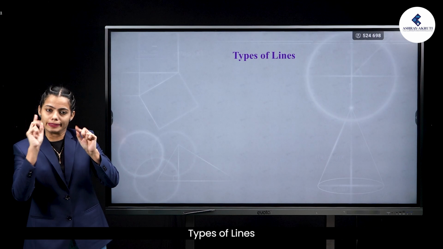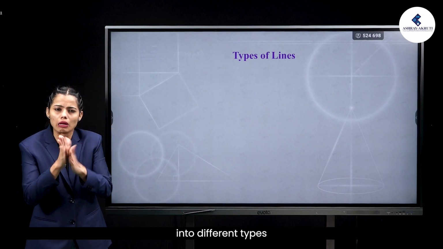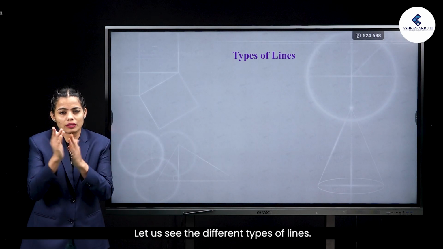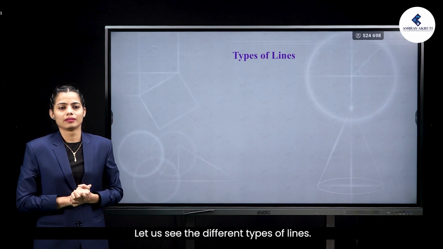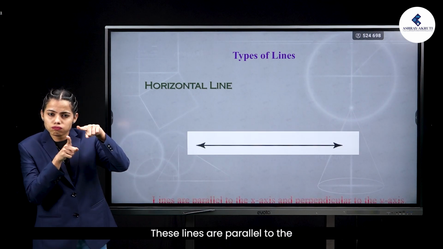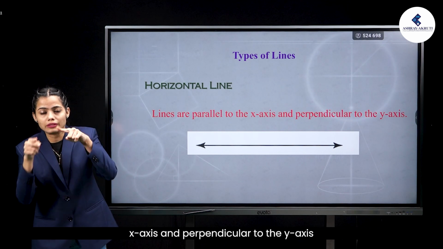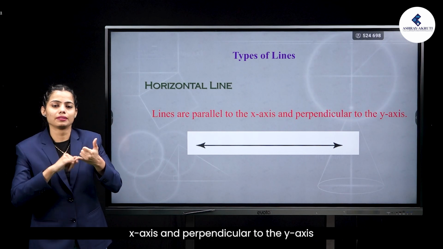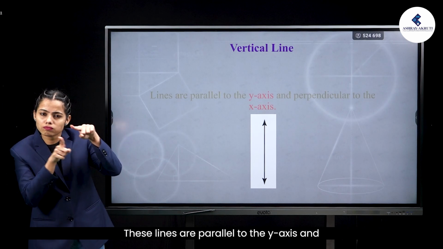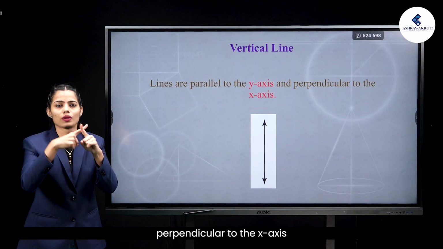Types of lines. Lines can be classified into different types depending on their properties. Let us see the different types of lines. Horizontal line. These lines are parallel to the x-axis and perpendicular to the y-axis. Vertical line. These lines are parallel to the y-axis and perpendicular to the x-axis.